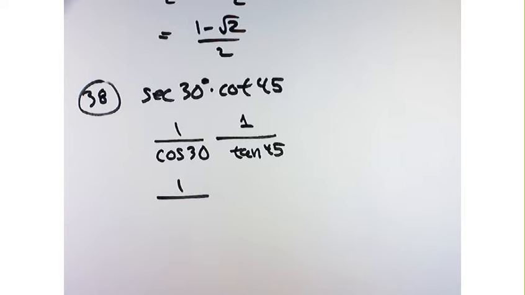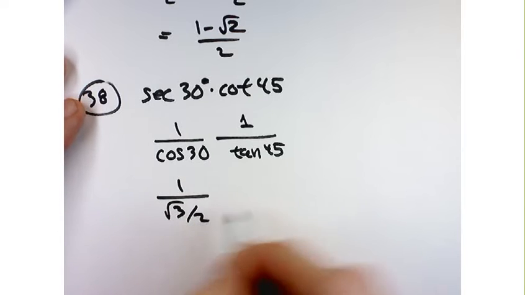William, what's the cosine of 30 going to be, please? Perfect. Square root of 3 over 2.